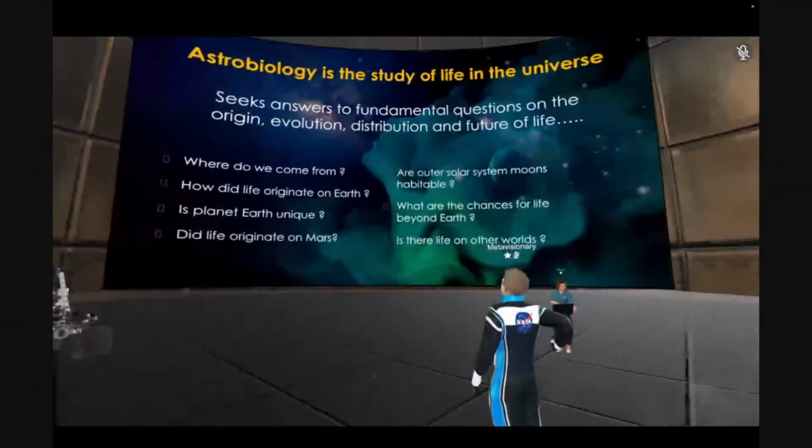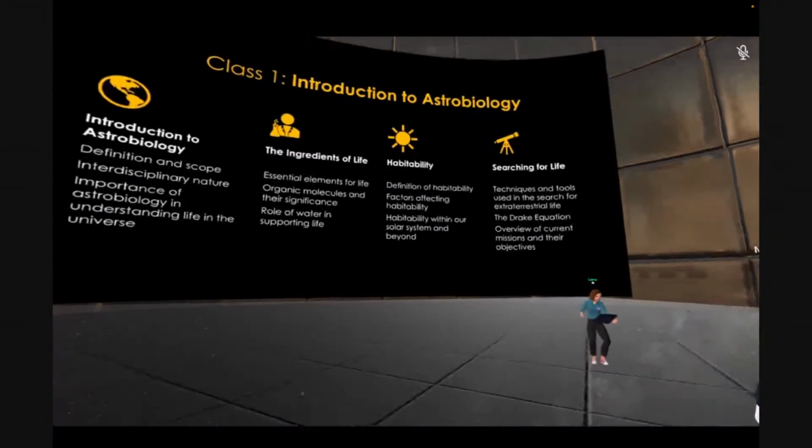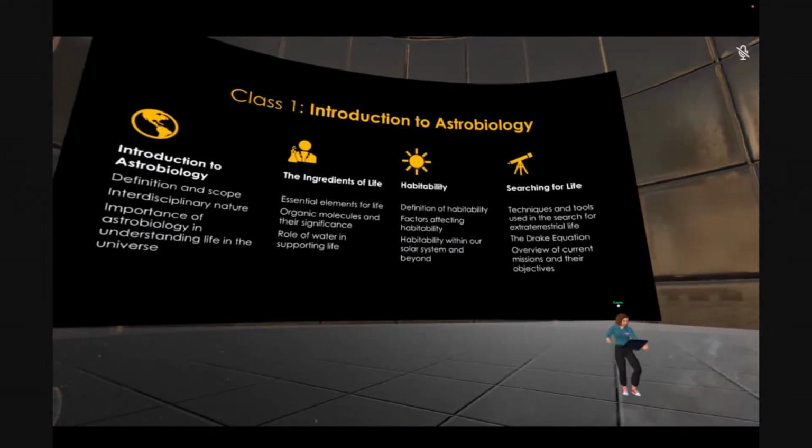All right, so just to give you an overview of what we're going to talk about today, first we're going to do an intro to astrobiology, what that means and the scope of the field, which is very interdisciplinary in nature, and why astrobiology is important to not only looking for life beyond Earth, but also understanding the origin of life on our own planet. We'll talk about the ingredients for life as we know it, what makes a planet habitable, and then how NASA is currently searching for life.